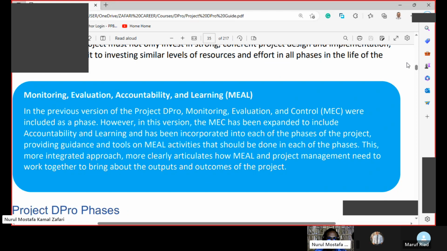In the previous version of the Project DPro, monitoring, evaluation, and control, MEC, were included as a phase. However, in this version, the MEC has been expanded to include accountability and learning and has been incorporated into each of the phases of the project, providing guidance and tools on MEAL activities that should be done in each of the phases. This more integrated approach more clearly articulates how MEAL and project management need to work together to bring about the outputs and outcomes of the project.